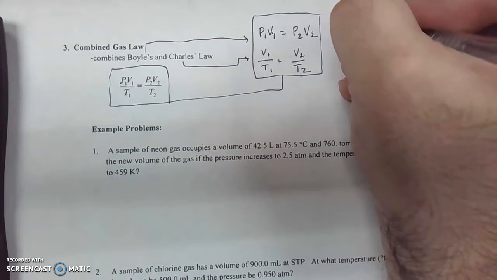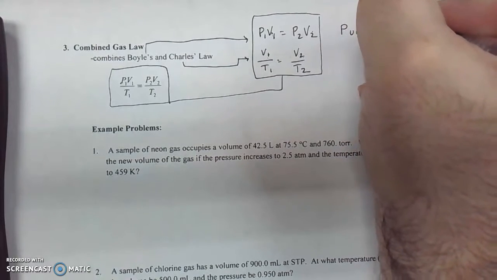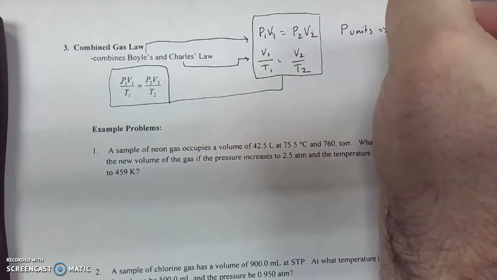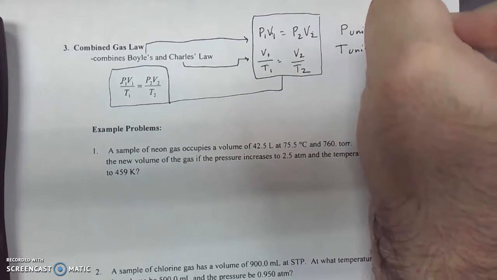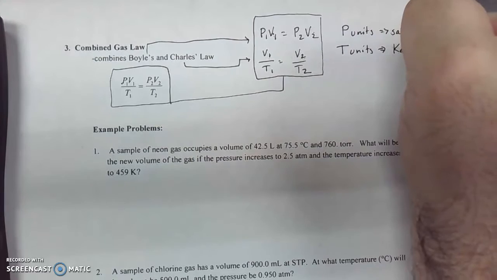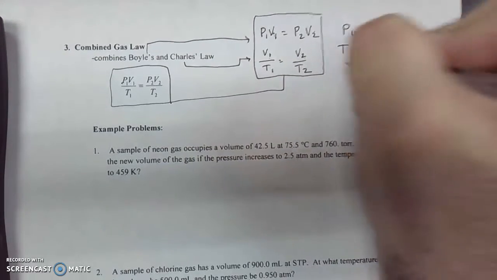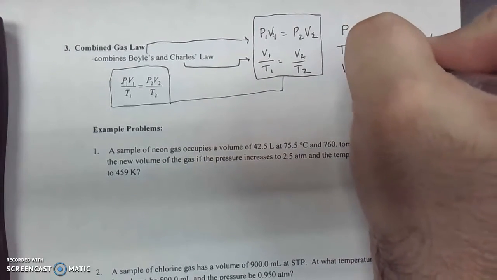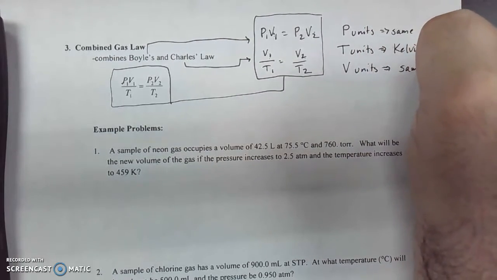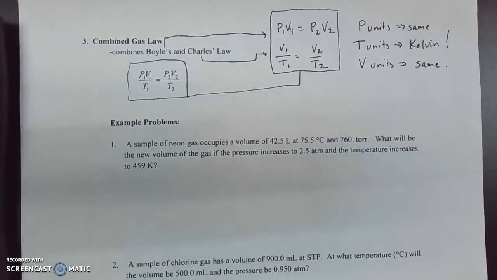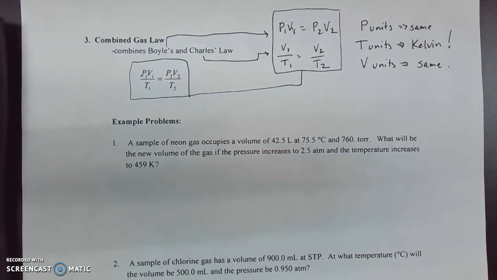So here, the pressure units have to be the same. The temperature units must be in Kelvin, and the volume units must be the same. So let's look at an example problem.